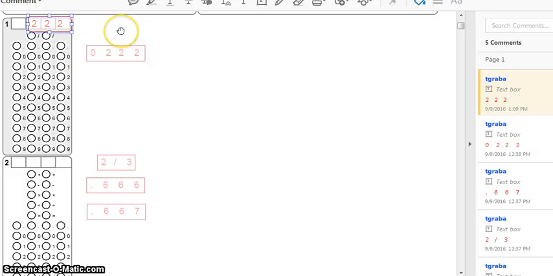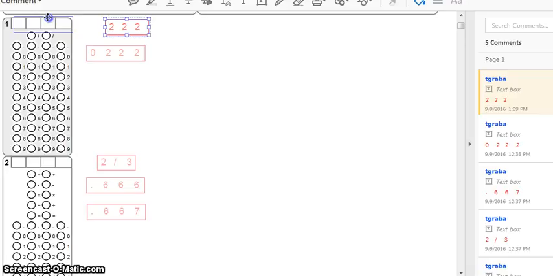So the answer to number 1 was 222. I created it where I left the first one blank and then put 222 and bubbled in my 222, and that was marked correctly. I put in the answer this way, where it was 222 and then nothing at the end. I bubbled in 222, left this blank, and that was correct.